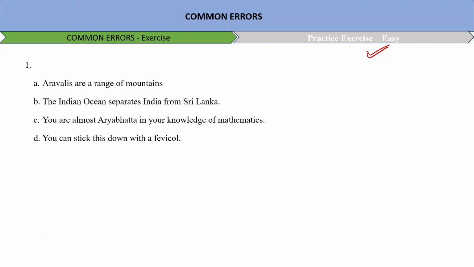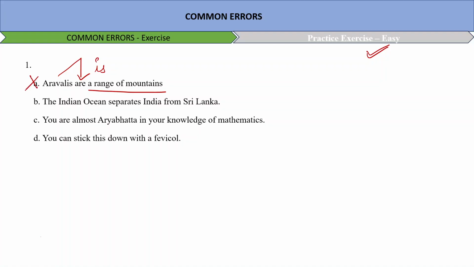Okay, let me tell you the answers. So, Aravallis are a range of mountains. When you use a collection of something, a range of mountains, right? So, because Aravallis is the name of a mountain range, right? So, Aravallis is not are.